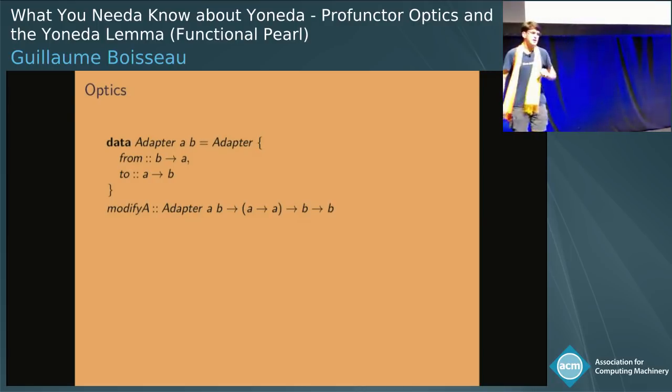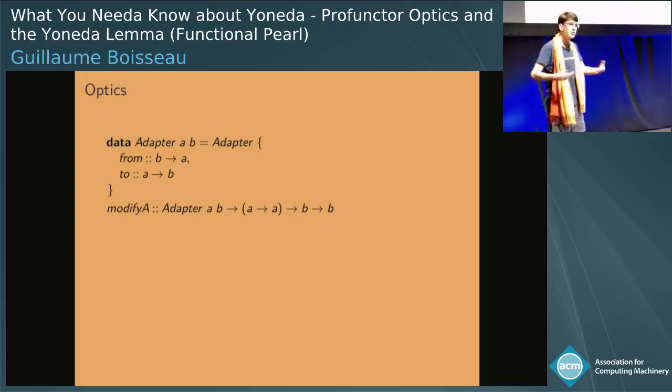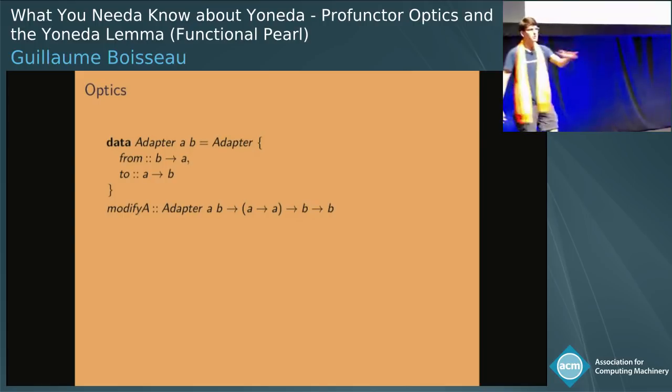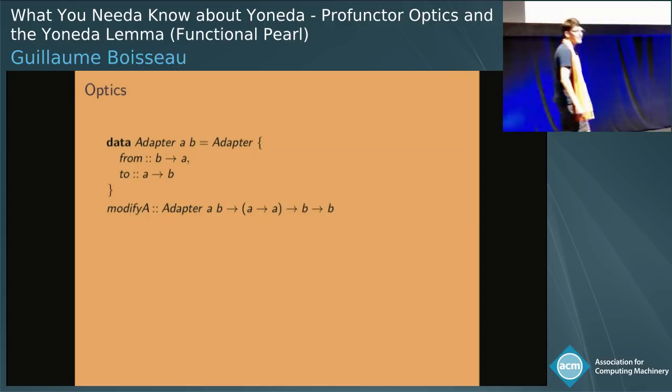What's interesting is that adapters can be composed. If I go from A to B and back, and B to C and back, I can go from A to C and back. So they form a category, and this is where we will go back to the Yoneda lemma in a second.